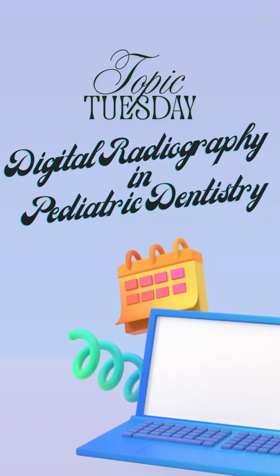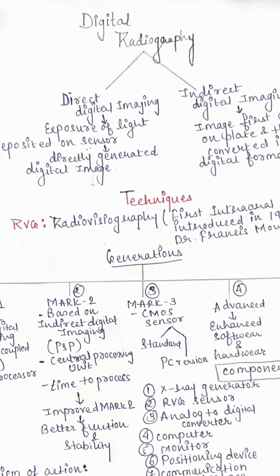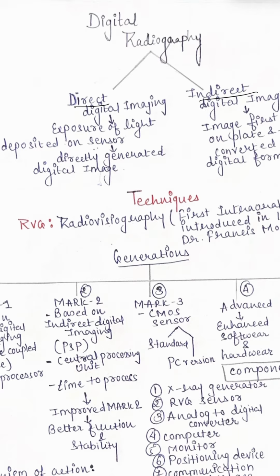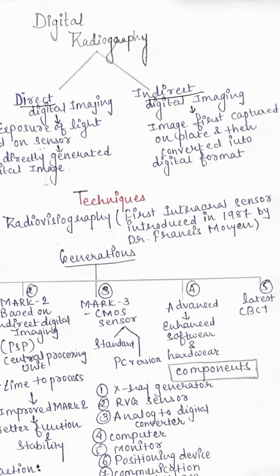Welcome to Topic Tuesday. Topic is digital radiography in pediatric dentistry. So there is direct digital imaging and indirect digital imaging. In direct digital imaging, there's exposure of light deposited on the sensor, which directly generates the digital image. In indirect digital imaging, the image is first captured on a plate and then converted into digital format.